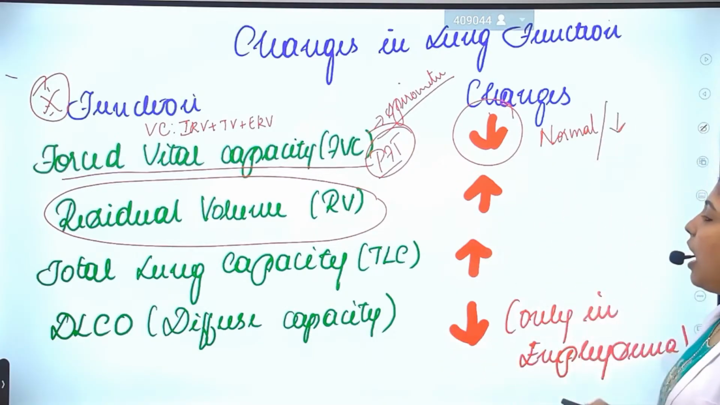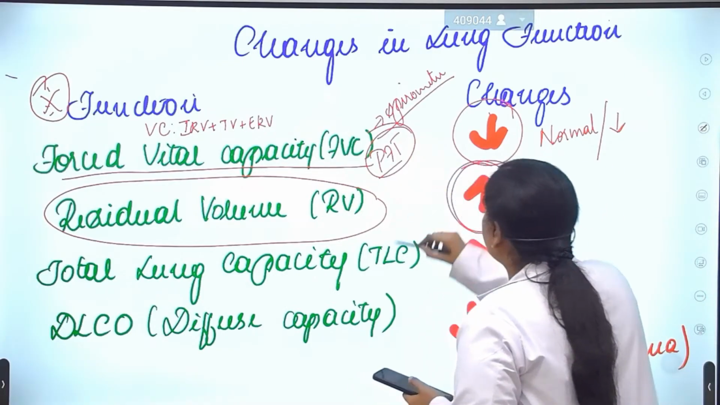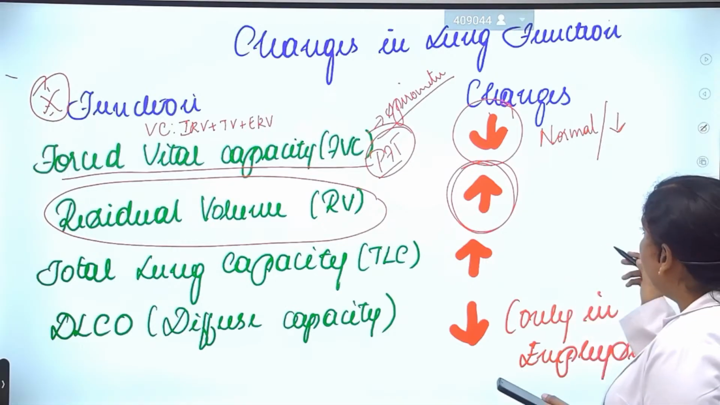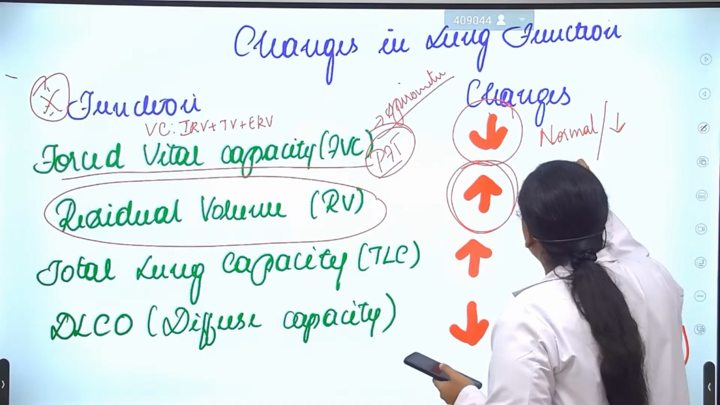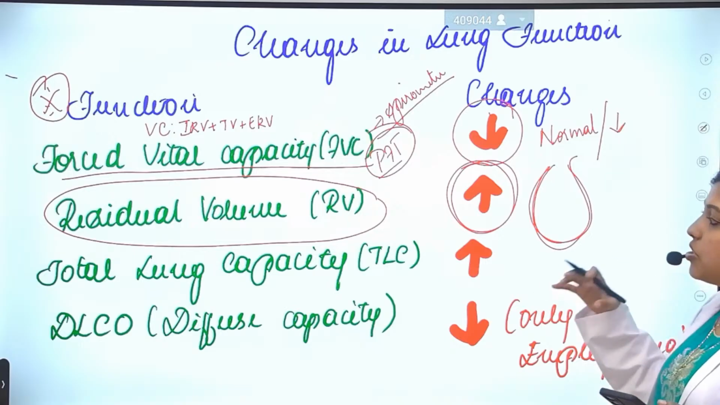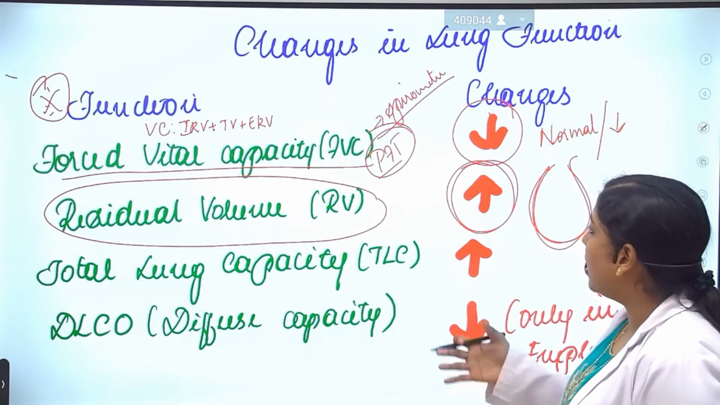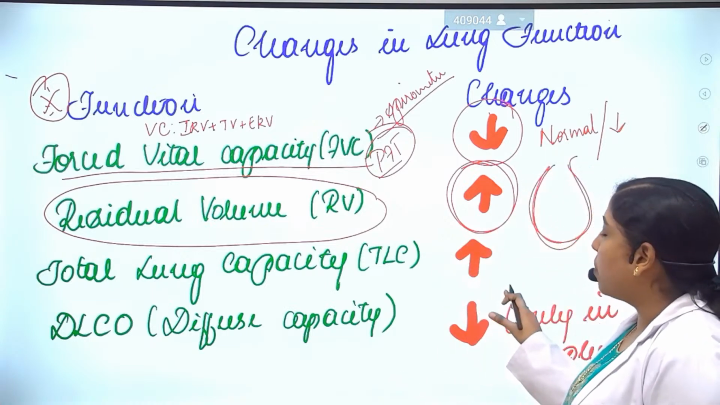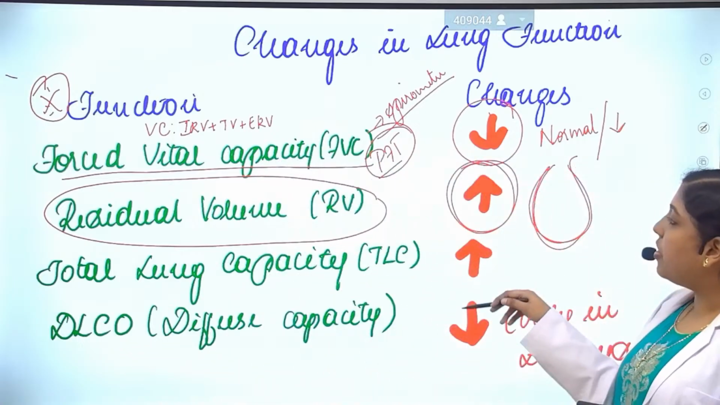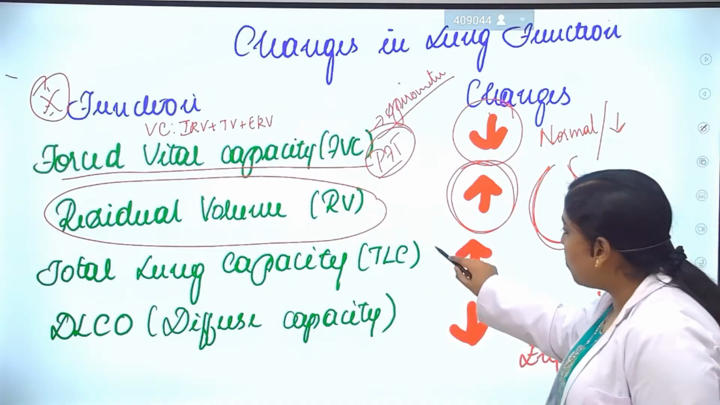Next, we have the residual volume. The residual volume is always increased in case of your COPD. Why? Because the alveolar elasticity is not maintained, so there will be excessive air trapping, which in turn causes an excessive amount of air to settle inside the lungs. That's why there is an increase in the residual volume. If the residual volume and the vital capacity are increasing, obviously there will be an increase in the total lung capacity.